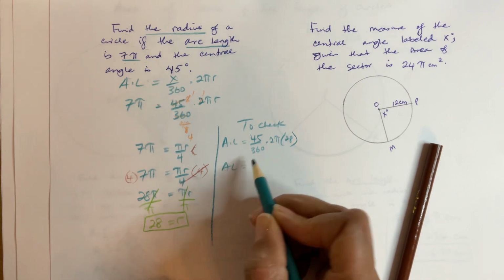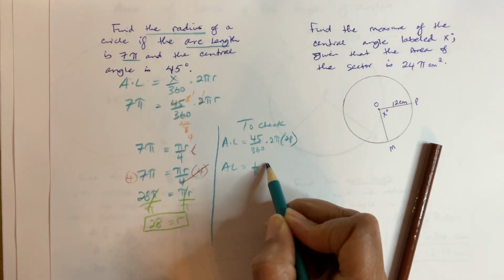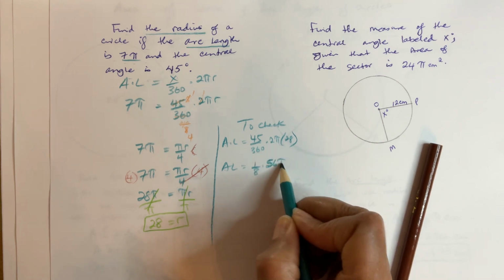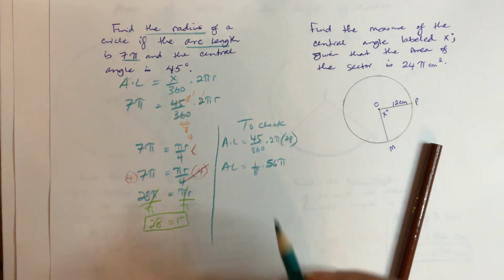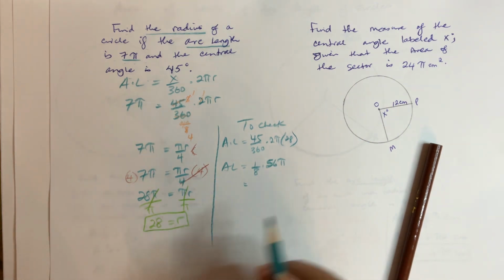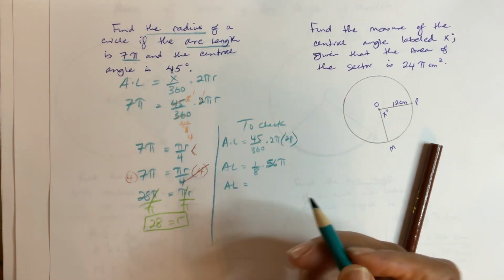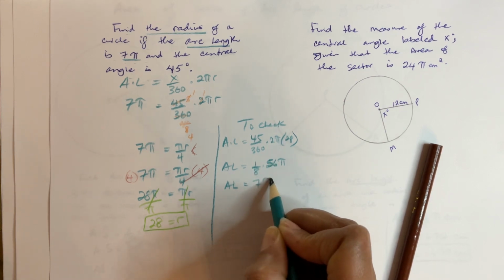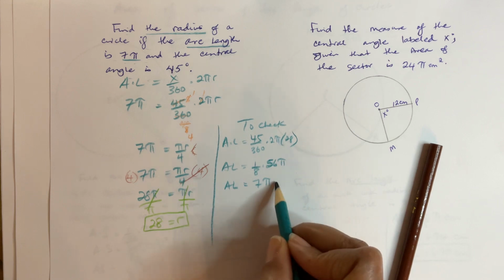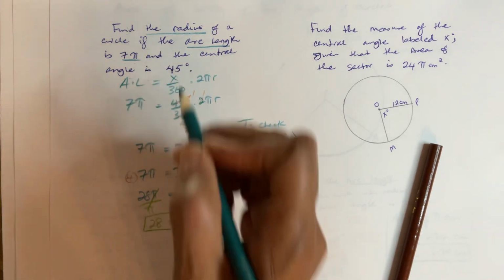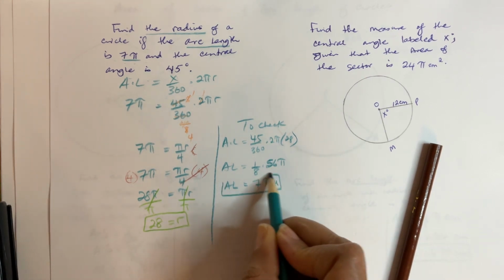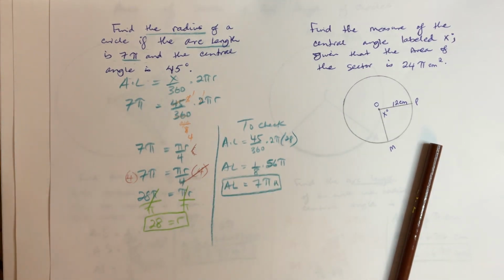So AL equals 1 over 8 times 2 times 28 pi, which is 56 pi. Now you can go to the next part: AL equals 56 divided by 8, which is 7, so 7 pi. And there you go. We didn't have the units there, you just put U for unit. And that's how you check your work. Now, let's move on to the last one.